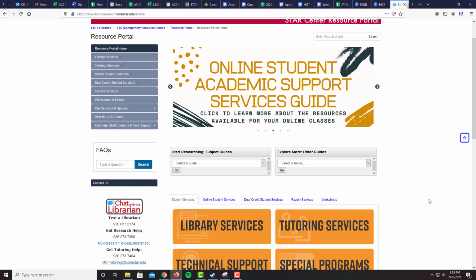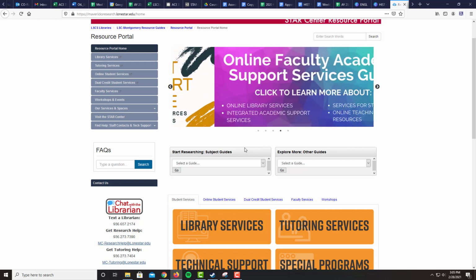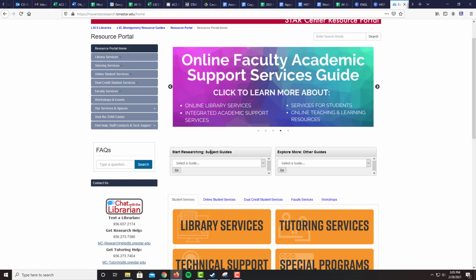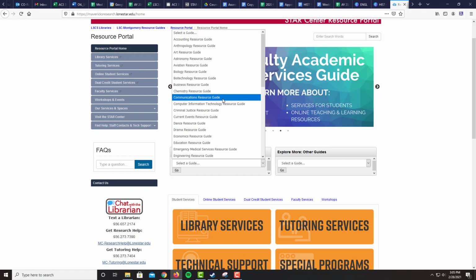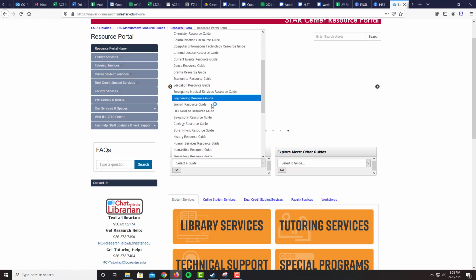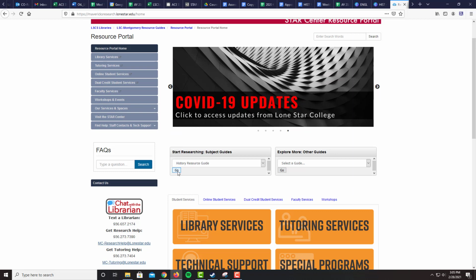And then also you're going to find these two drop-down menus that give you access to the various research guides we have. The drop-down on the left is going to have subject-specific guides, and the one on the right is going to have other guides with various skills or special topics. For our purposes, we're going to go ahead and select History from the subject guide, and then hit Go.